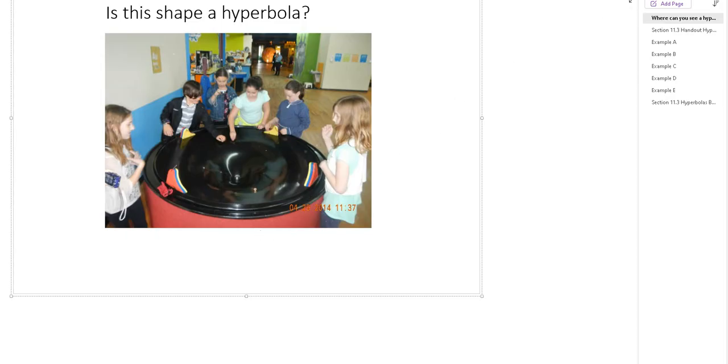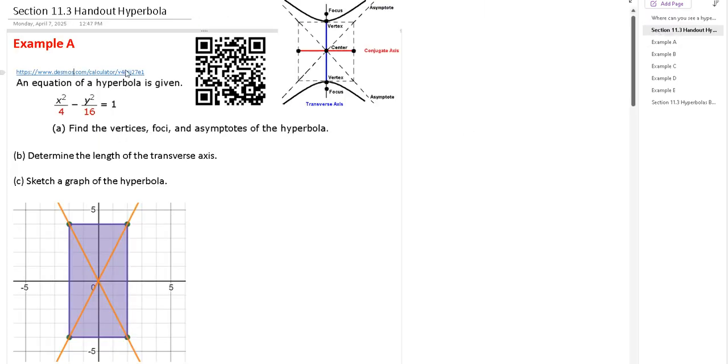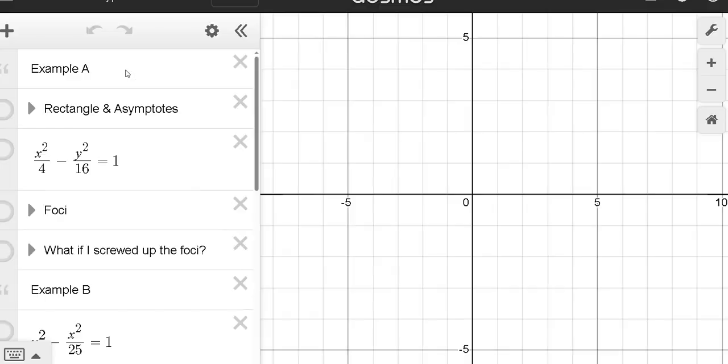In any case, our goal is going to be to graph these things. So let me open up this link here. And you can open up with the QR code there.